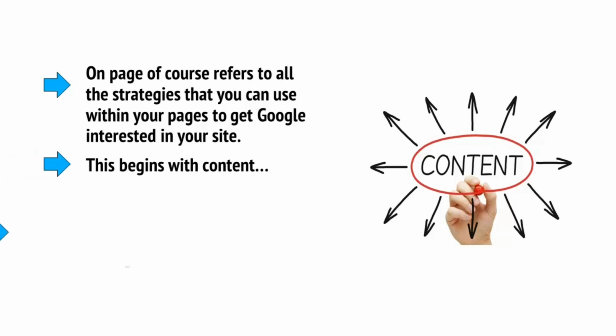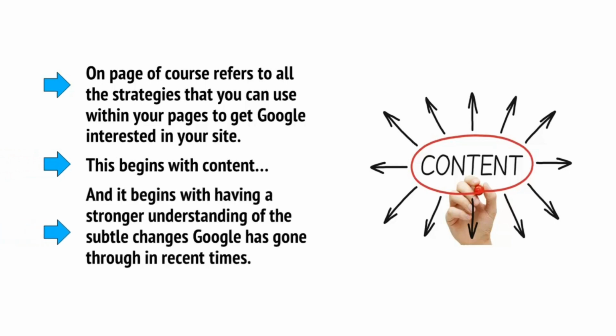This begins with content, and it begins with having a stronger understanding of the subtle changes Google has gone through in recent times. One of the first things you're going to need to do is to fill your site with great content and to use your keywords throughout. There's a fine line to be walked here. You need to repeat the phrase a few times to ensure that you create that association, but at the same time, you also need to make sure that you don't overdo it and thereby appear to be spamming.